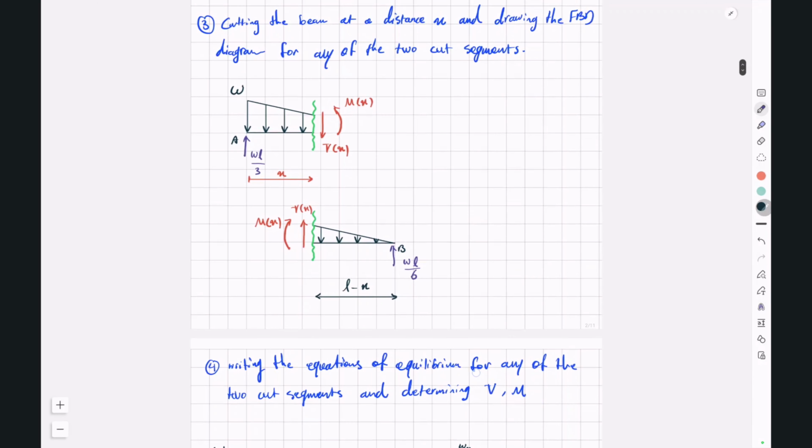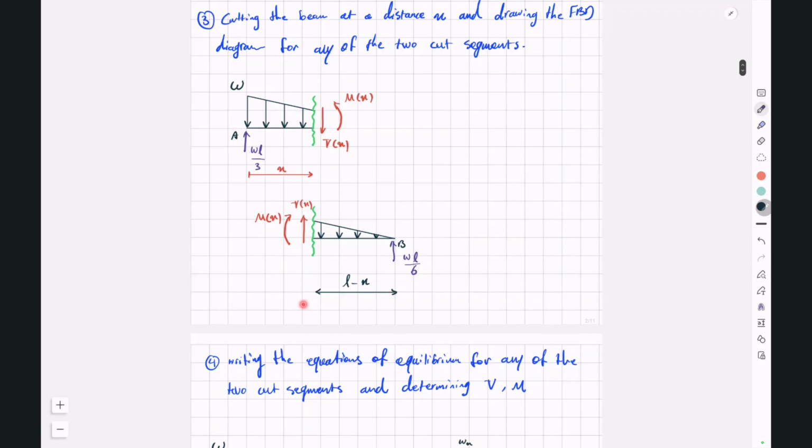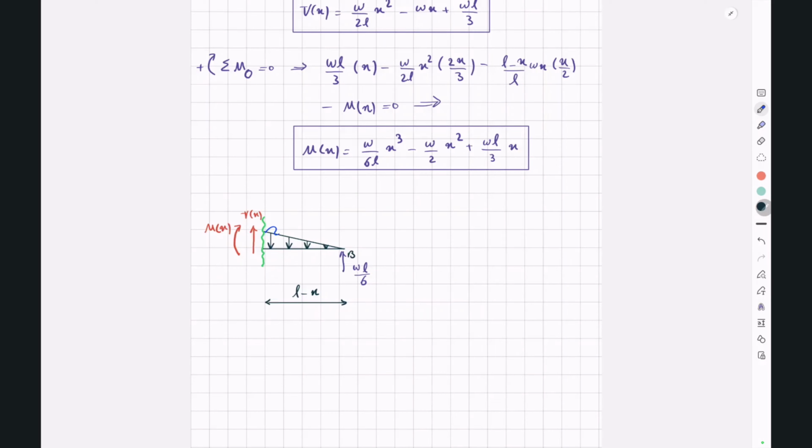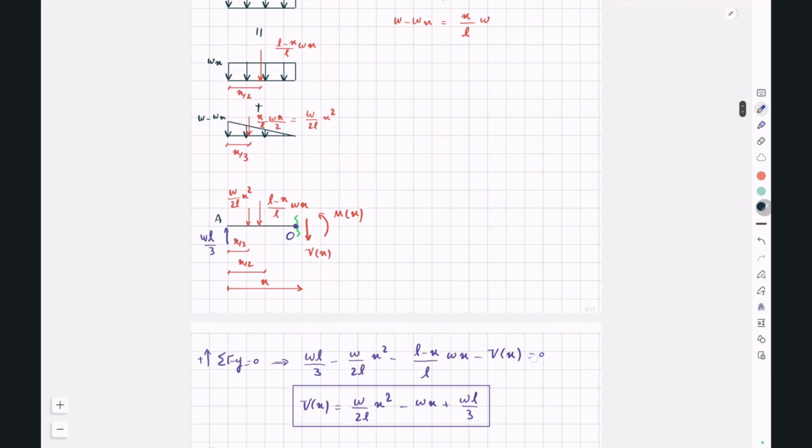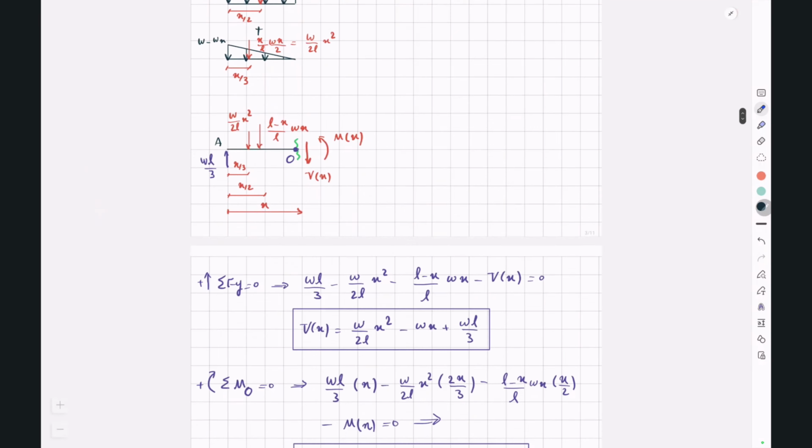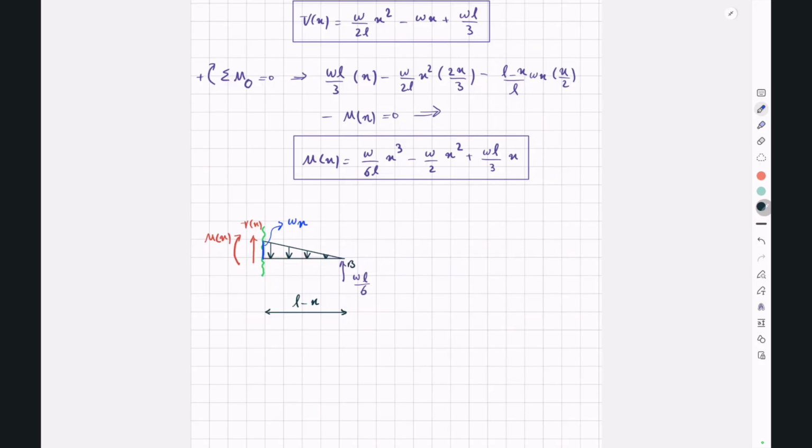And now we can do the same process for the right segment and see if we get the same values for Vx and Mx. I'm just going to copy this. We know this value here is Wx, which we have determined here. And we can substitute this triangular load with its resultant force. So we have Wx multiplied by L minus x divided by 2, which is applied at L minus x divided by 3 from the larger end. So this is our simplified cut segment.